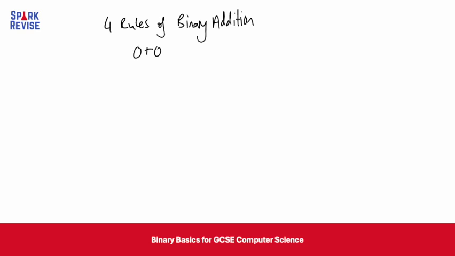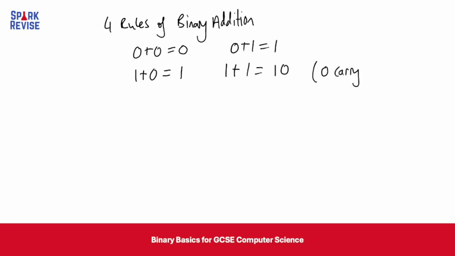0 plus 0 equals 0. 0 plus 1 equals 1. 1 plus 0 equals 1. 1 plus 1 equals 10, which is 0 carry 1. And this might seem like absolute gobbledygook to anybody who's not done this before, but I promise you with these 4 rules you can add any 2 binary numbers together. Let's put it into practice. Let's add these 2 numbers together.